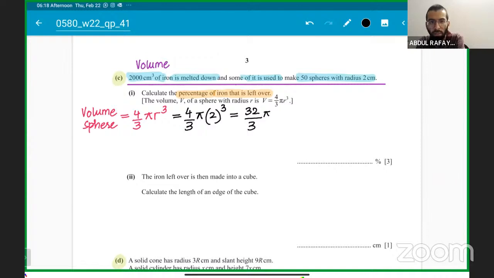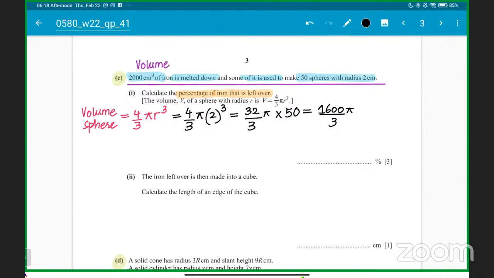इतना centimeter cube use होगा एक sphere के लिए sir. So for 50 spheres you'll have to multiply this whole thing with 50. पहले मैंने एक sphere का निकाला, फिर I'm multiplying it with 50 guys. So we are getting it as 1600 over 3 pi, okay? You can do it in decimal as well. Everyone got it, okay?